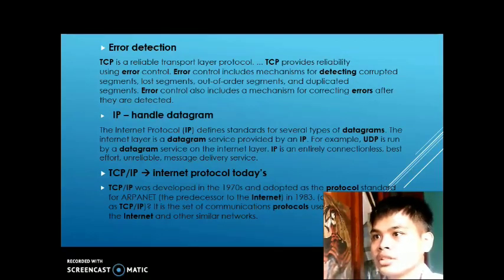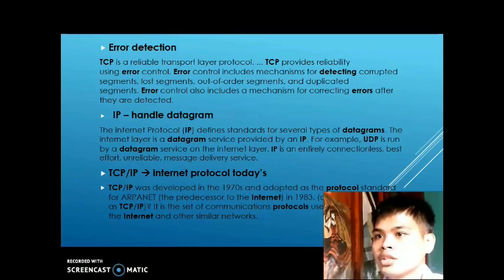IP handles datagrams. The Internet Protocol, or IP, defines standards for several types of datagrams. The Internet layer is a datagram service provided by IP. For example, UDP is run by the datagram service on the Internet layer. IP is an entirely connectionless, best effort, and unreliable message delivery service.